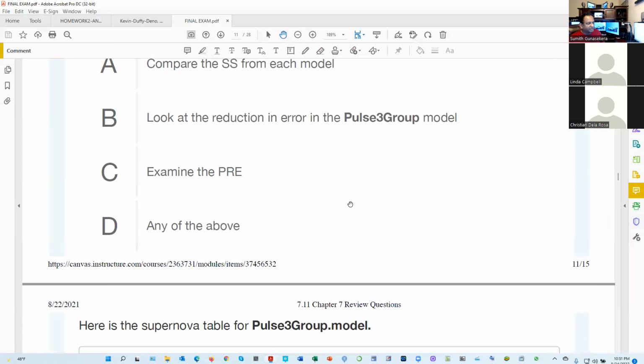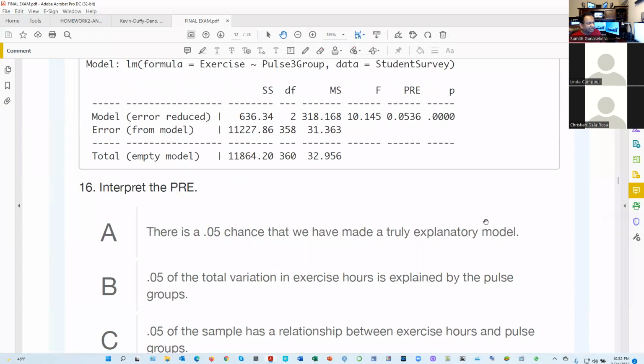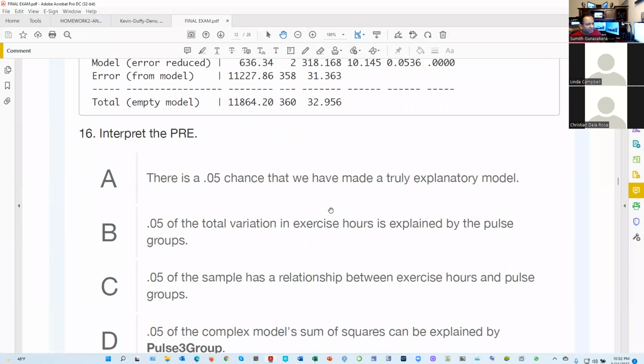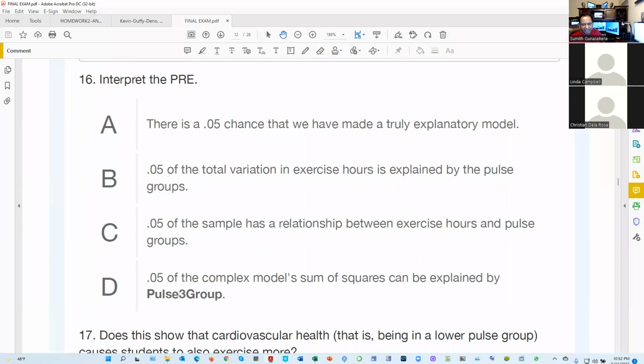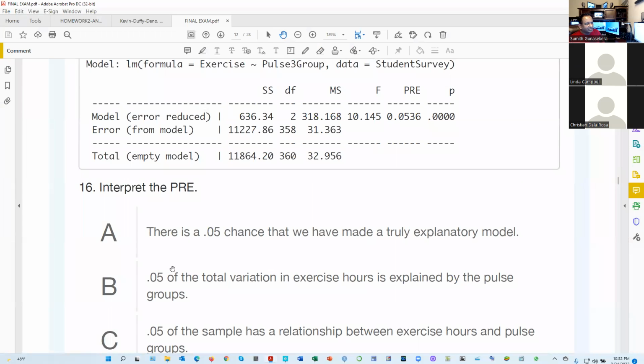So for 15, any of these can be compared and contrasted. Here's the supernova table for our pulse 3 group. Interpret the PRE. I'm sorry, I'm on 16. Yeah, 16B. 0.05 of the total variation in exercise hours is explained by the pulse group. Total variation means the total one. From this, how much is being explained by this model, the pulse group model? 636 divided by this one.